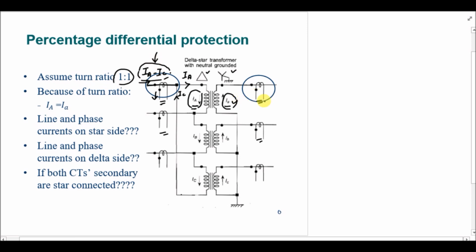But on the Y side, we have the phase current that is passing through this winding and the line current, both are same. So if both the currents are same, this CT is actually measuring the current that is passing through the winding, which is actually the phase current and also the line current. So the current that is being measured by this CT is actually IA.